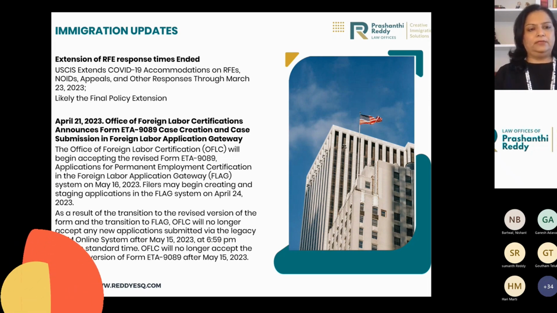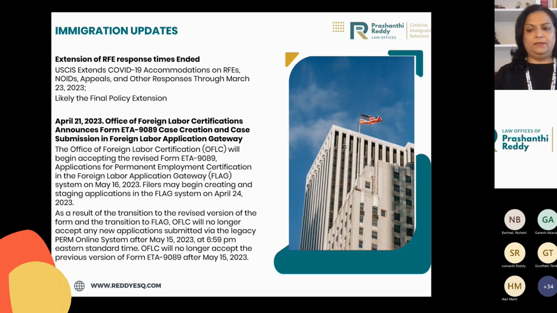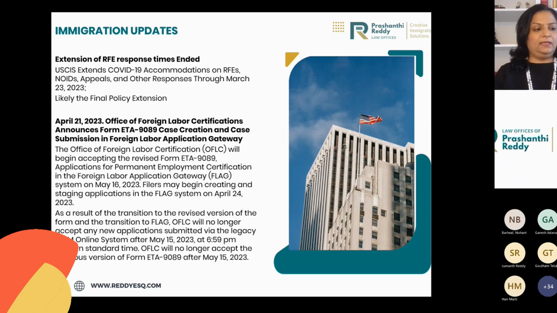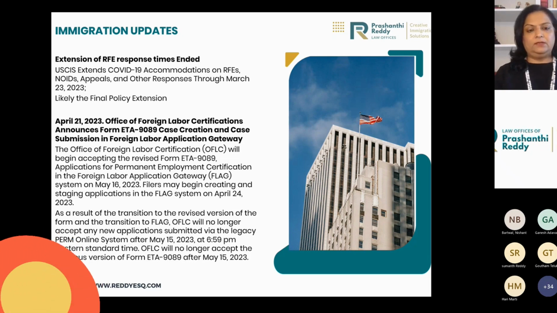Another important and very recent announcement, in fact, as of April 21st, the Labor Department has said with reference to the PERM cases that they're going to be using a new system, which is the FLAG system. So we have to now go and register on the FLAG system. And also the ETA 9089, which is the PERM form that we've been using, has been changed as well. So there are two important changes.